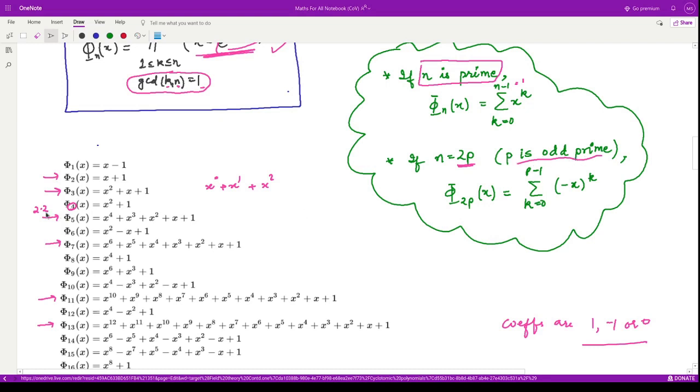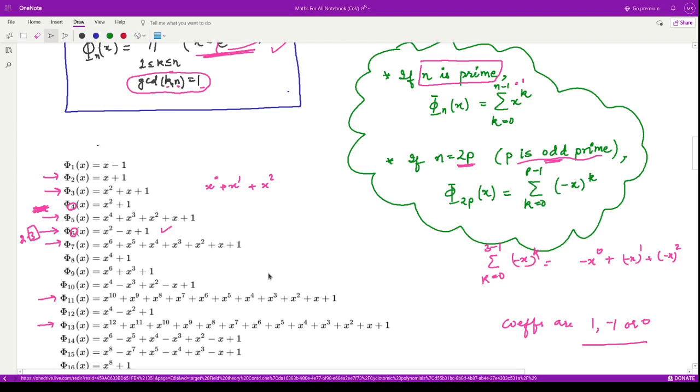p should be an odd prime. So we cannot take this case, right? It should be an odd prime. We can take this case. So 6 could be written as 2 into 3, where this 3 is a prime number and it is also odd, right? So therefore you can write this as summation k varies from 0 to p minus 1, (minus x) raised to power k. So it should be equal to (minus x) raised to power 0 plus (minus x) raised to power 1 plus (minus x) raised to power 2. So it is equal to 1 minus x plus x square, right?